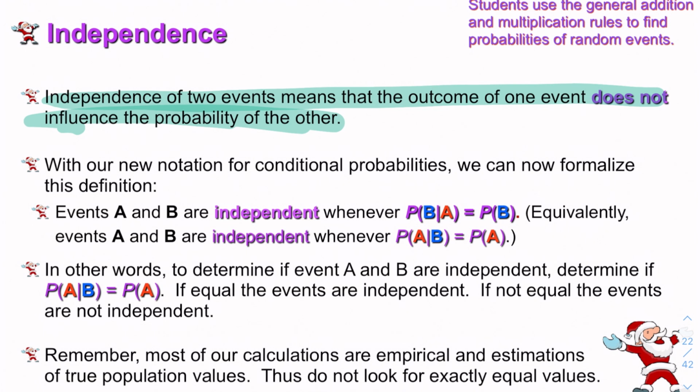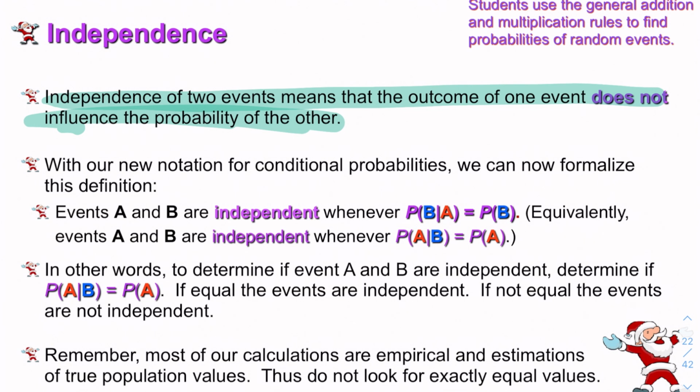With our new notation for conditional probabilities, we can now formalize this definition. And in mathematics, we always love formalizing things. Events A and B are independent whenever the probability of B given A is equal to the probability of B. Or equivalently, A and B are independent whenever the probability of A given B is equal to the probability of A happening. In other words, to determine if A and B are independent, determine if A given B is the same as A happening. If equal, the events are independent. If not equal, the events are not independent.